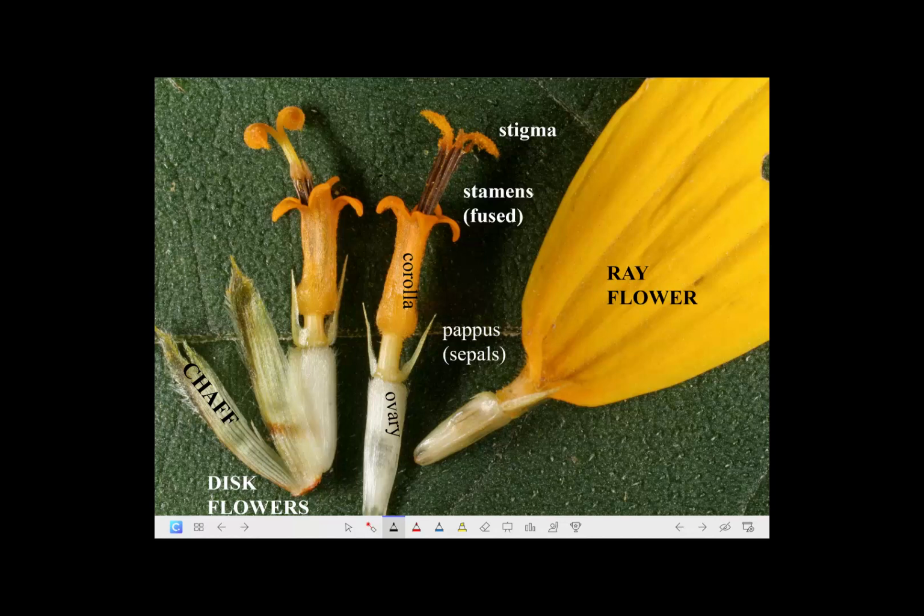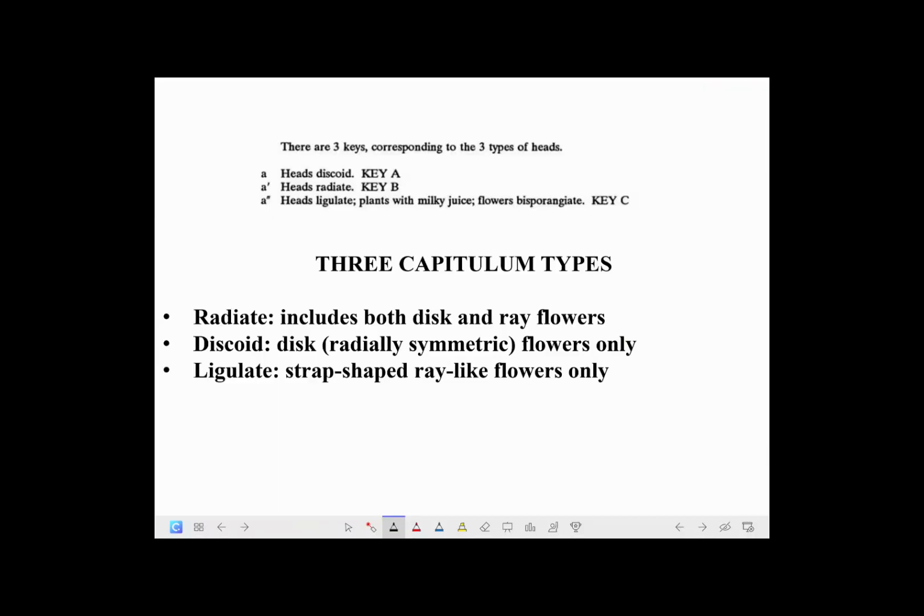So, this picture, which we've seen before, didn't, when we saw it before, have the chaff labeled, but this time it does. See, these flowers are subtended by this sort of papery appendage that's called chaff. Not always present, but it's useful in identification. So, using the key, moving along, we'll see that they're actually broken down into 3 separate keys, and they have to do with the 3 capitulum types.